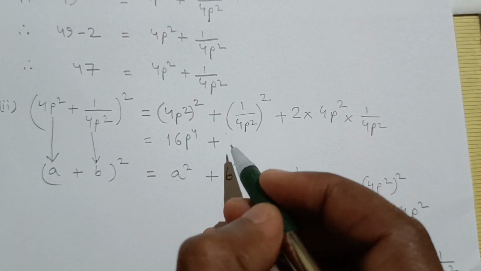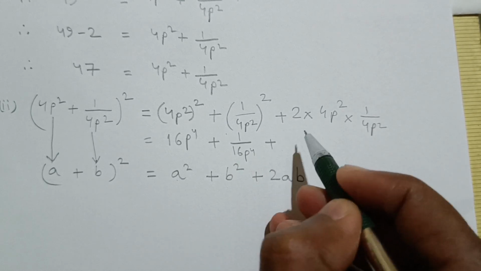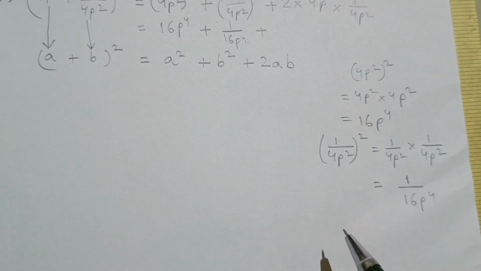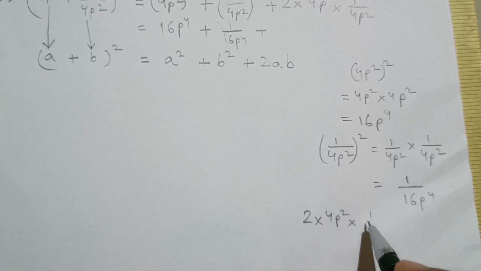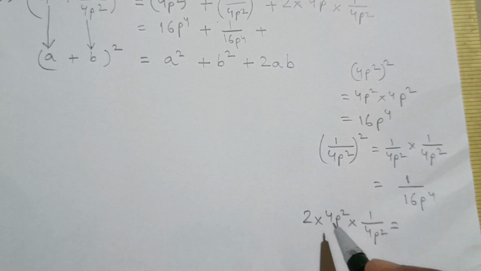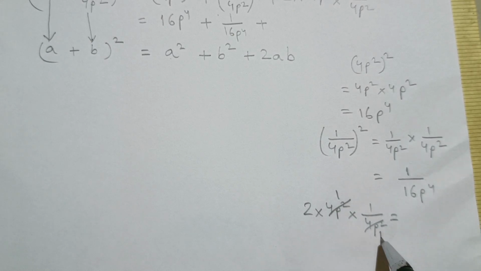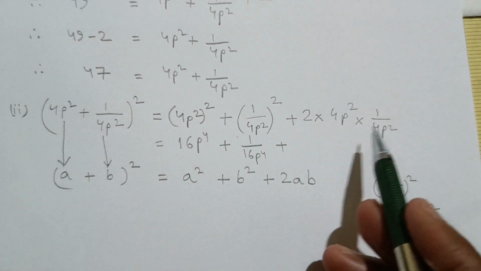So this is 1/16p⁴ plus 2 into 4p² into 1/4p². So 2 into 4p² into 1/4p². Multiplication of fractions. So 4p² and 4p² will cancel with each other. So I get 1 and 1. So 2 into 1 into 1 by 1, which is 2. So 2 into 4p² into 1/4p² is 2.